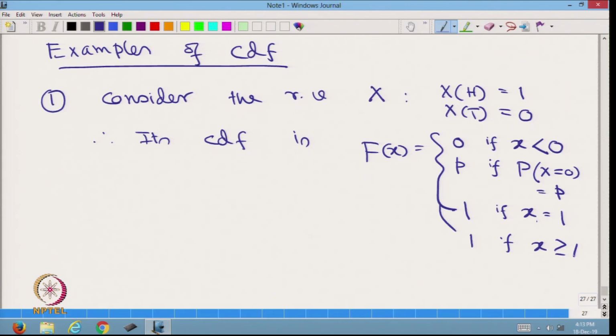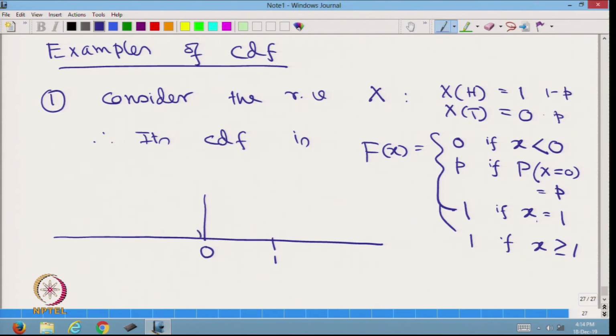So, let me explain that. Suppose this is the entire real line, this is 0, this is 1. The random variable takes only two values, 0 and 1. We did not assign any probability. So, suppose the probability of x t is equal to 0, that probability is p, and x h is equal to 1. Therefore, this is going to be 1 minus p.